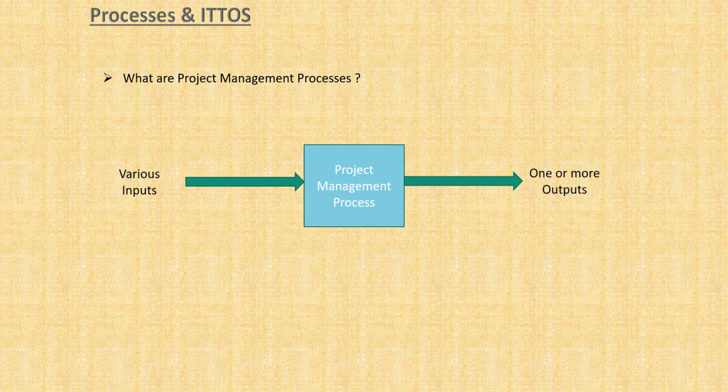Now, what are the outputs which are produced by project management processes? These outputs may be some new outputs like a new document or a new plan or new calculations or some new strategic things, etc. Or these outputs may be an update of some outputs from other processes. We will explain this with an example.